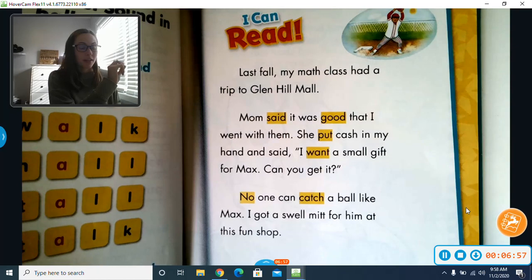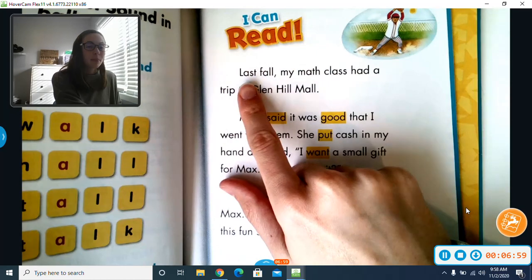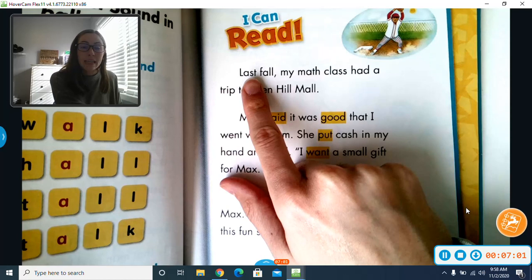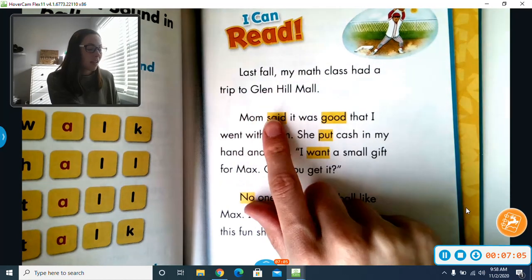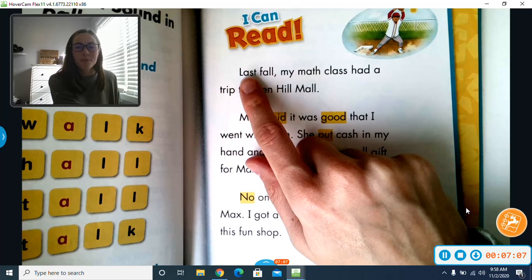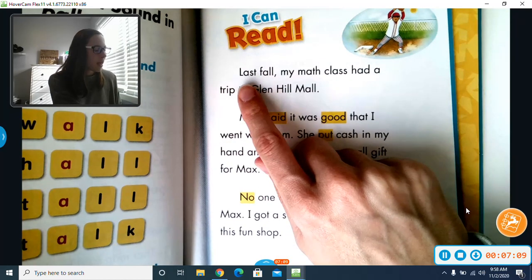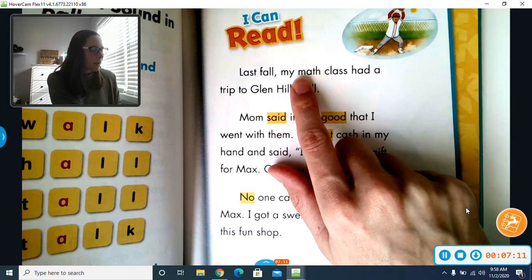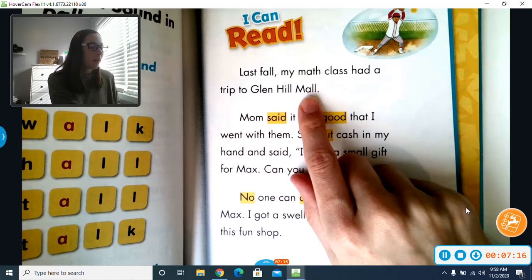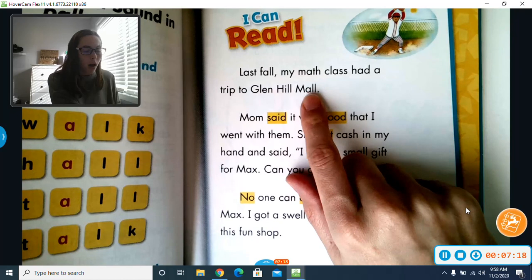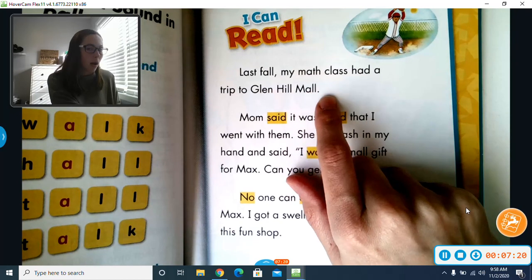Okay, go ahead and follow along with me. Get your reading finger ready. If you need to skip a word because you don't know, that's okay. Keep following along and see if you can at least get all those yellow sight words with me. Okay, starting with last. Here we go. Last fall, my math class had a trip to Glen Hill Mall. There's that aw sound in mall.